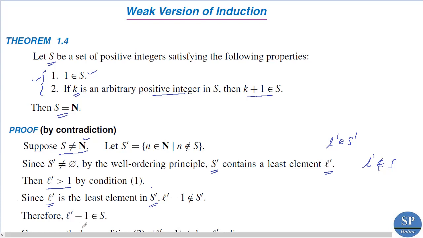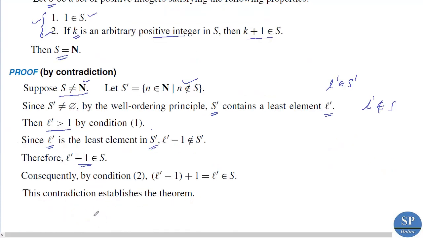Therefore, L dash minus 1 belongs to S, because S dash is equal to the set of all n belongs to N such that n does not belong to S. So L dash minus 1 does not belong to S dash means L dash minus 1 belongs to S. Now we can use the second condition. Second condition is if K belongs to S, then K plus 1 belongs to S. So since L dash minus 1 belongs to S, by the second condition we have L dash minus 1 plus 1 belongs to S. This is by the second condition. So this is actually L dash.